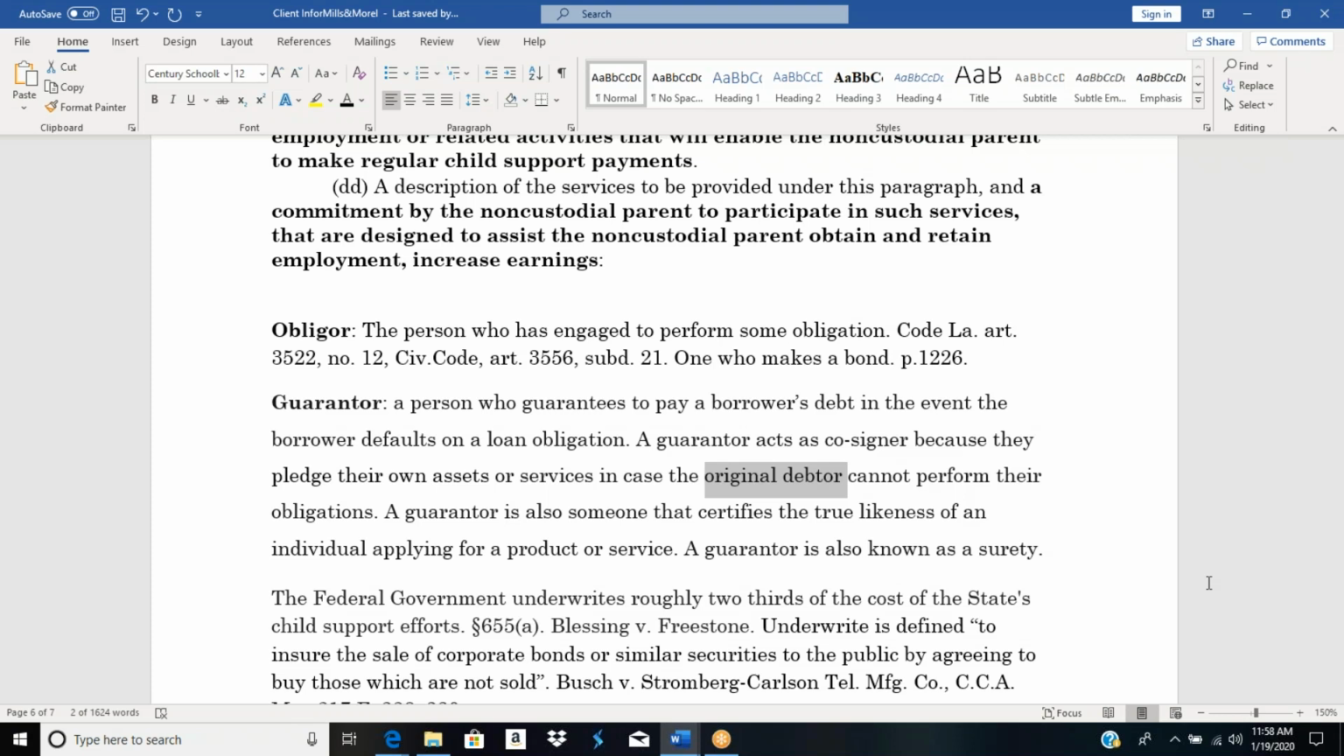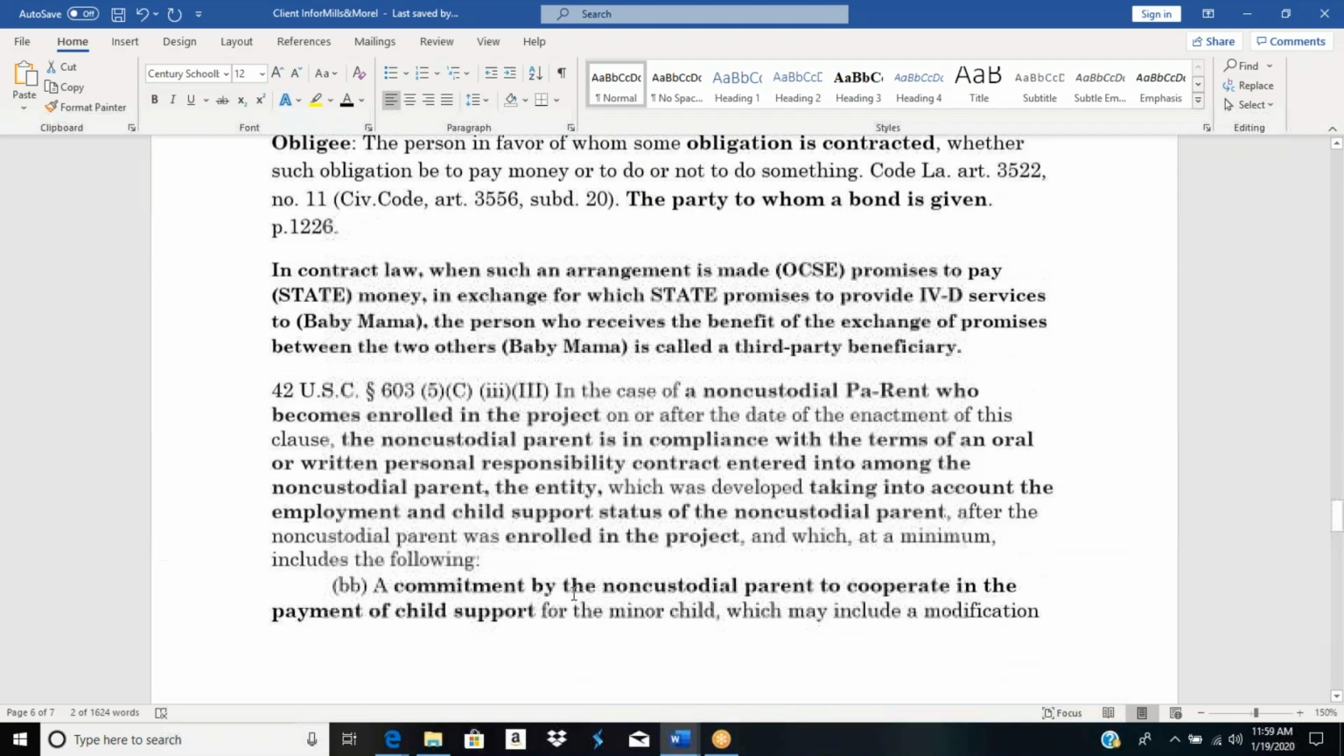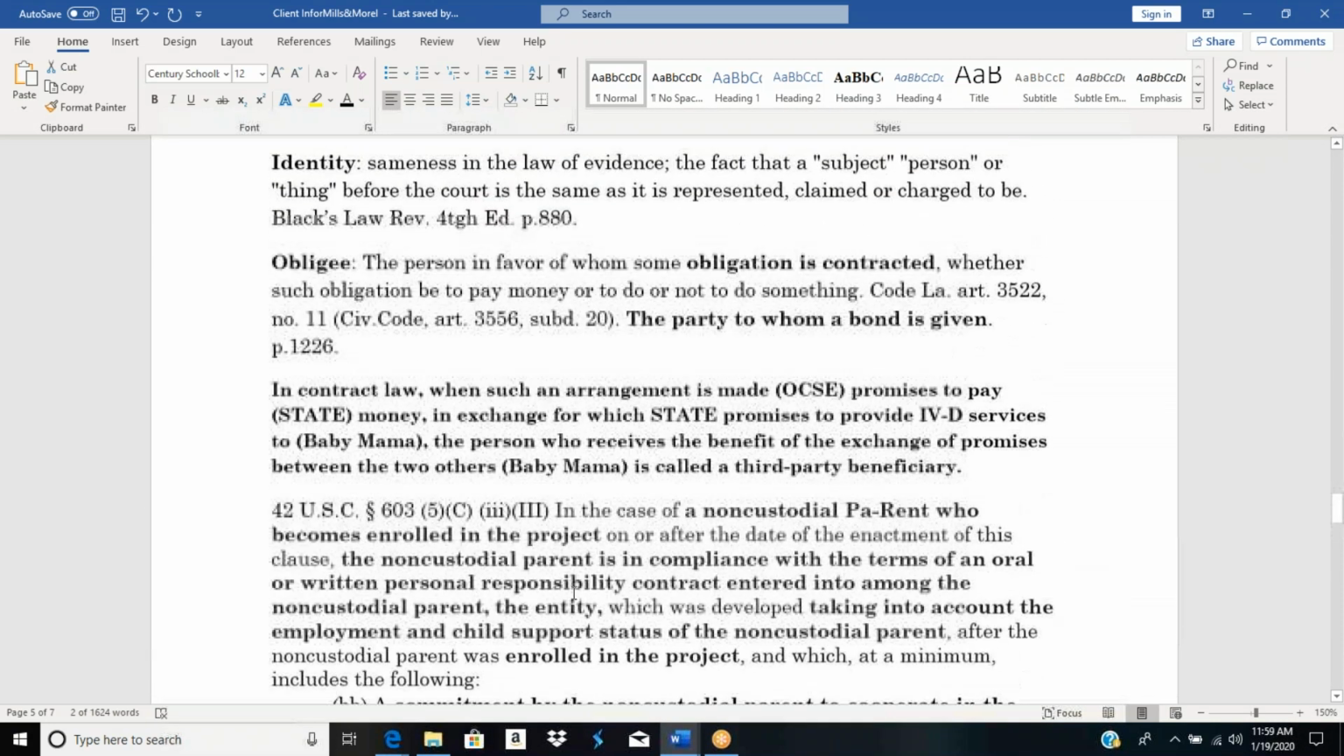All right. A guarantor is also someone that certifies the true likeness of an individual applying for a product or service. Well, hold on. When did you apply for a service? Show me the application that I applied for a service. Show me when did I guarantee to pay the state's debt? It has to come from up here.